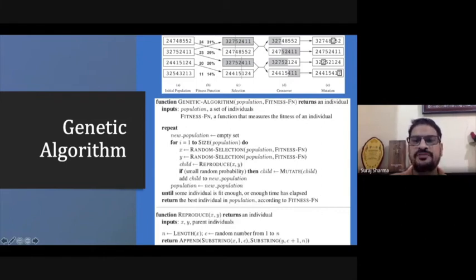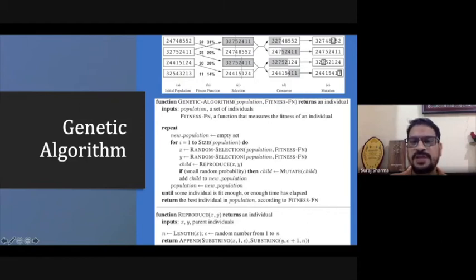Now after the selection, what do we do? We do crossover. What do we mean by crossover? From two parents we generate the children, right? Let's say this is one parent, and this is the other parent. We generate the children by crossover, and for that we can use either single point crossover or multi-point crossover. Here we have single point crossover. In this example, this is 3 2 7 5 2 4 1 1, and here it is 2 4 7 4 8 5 5 2.